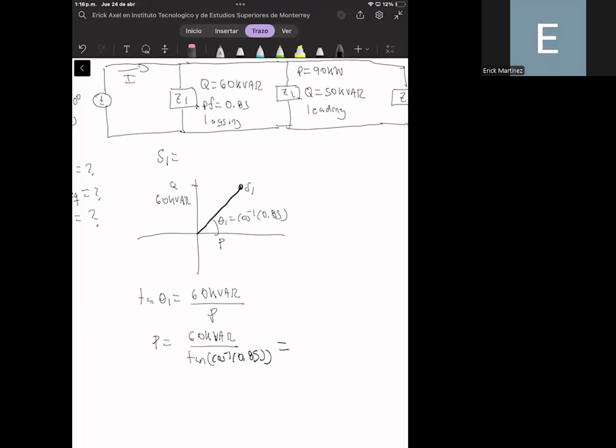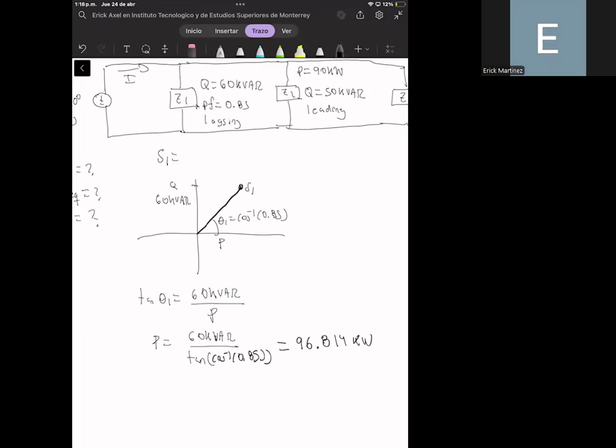Let me a moment, I need to search for that answer. So the real power is 96.8014 kilowatts. Okay, so this is the real power. You can use trigonometry to compute the value of this adjacent side of this triangle.